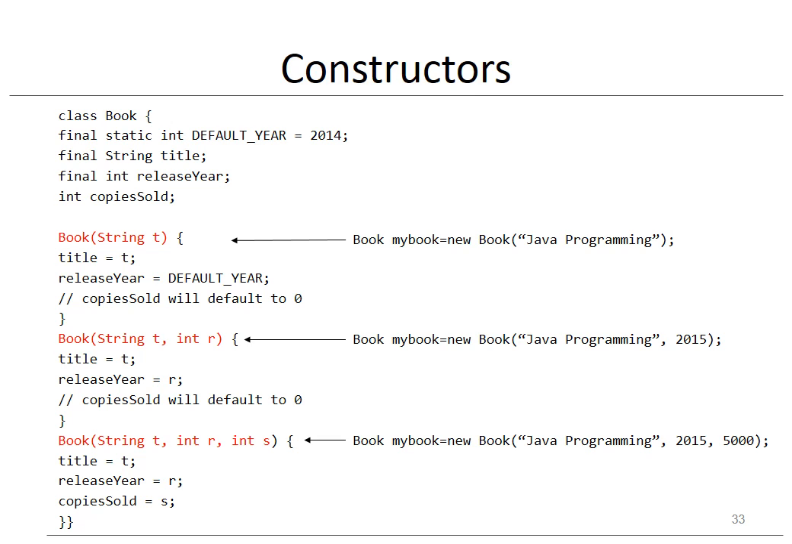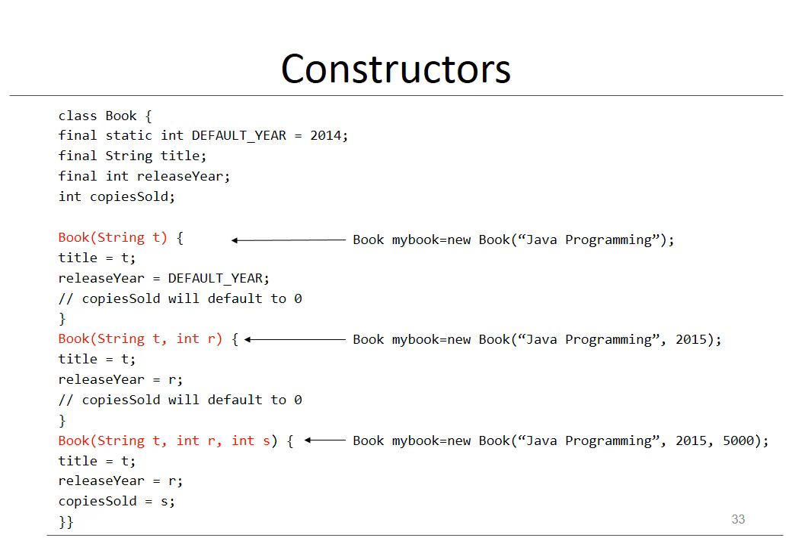In case the string Java programming together with the integer 2015 is passed along, the second constructor will be used. Finally, in case the string Java programming and the integers 2015 and 5000 are passed along, the third constructor will be used.